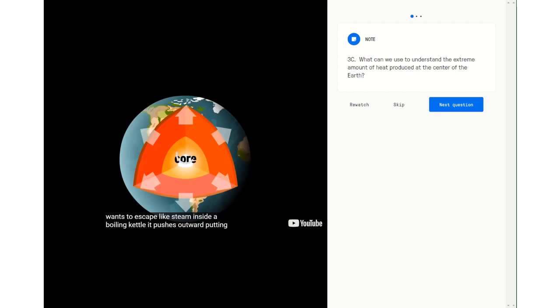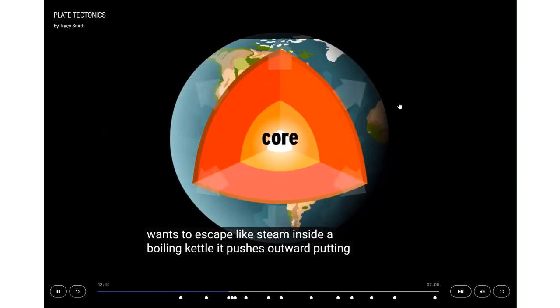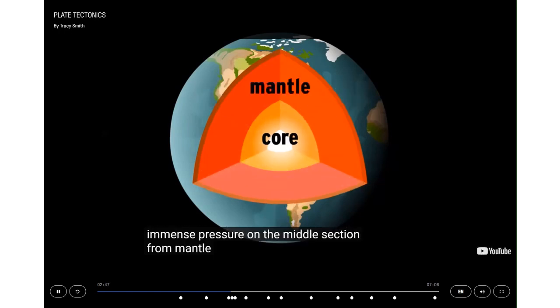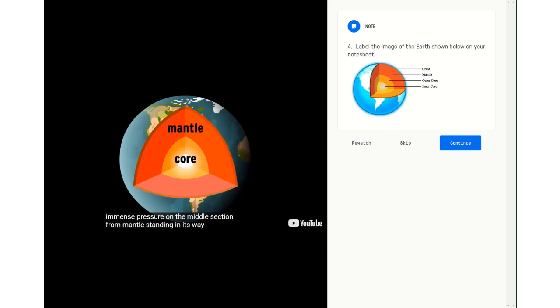What can we use to understand the extreme amount of heat produced at the center of the Earth? Putting immense pressure on the middle section, the mantle. Standing in its way... So for that previous question, what we can understand about the center is that there's a whole lot of pressure. So even though it's a liquid core, there's so much pressure that it actually makes it compact like a solid. So you don't have to write this out.